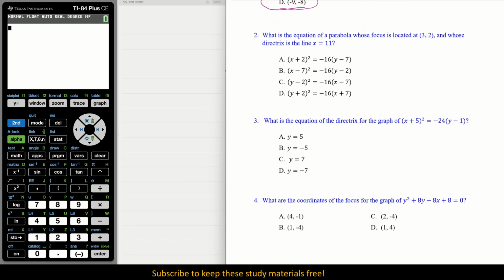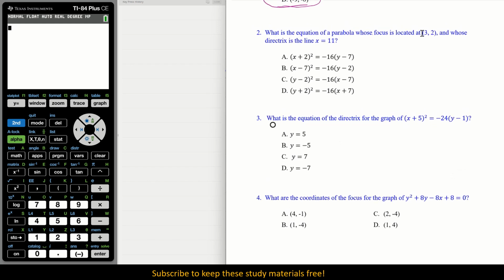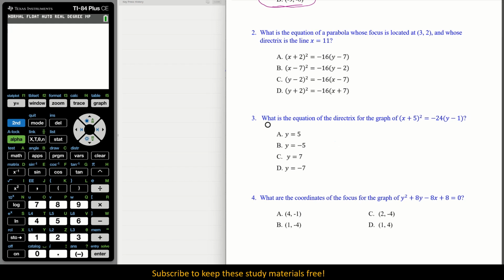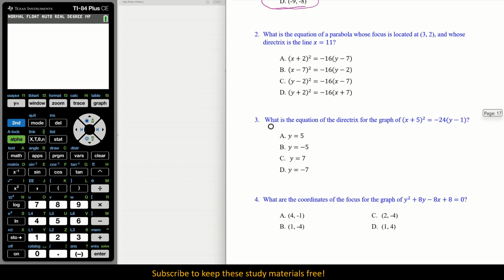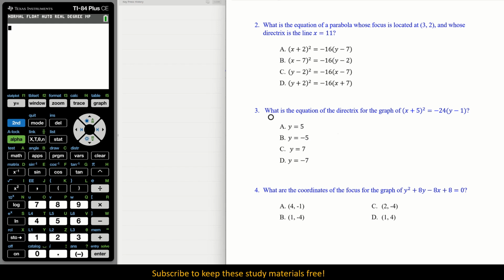Okay, what is the equation of the parabola whose focus is located at 3, 2, and whose directrix is line x equals 11? Okay, so what do we need to do? I know first that I will have a line. So this is going to equal 11. I know that that's the line.